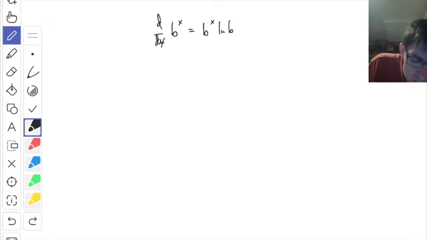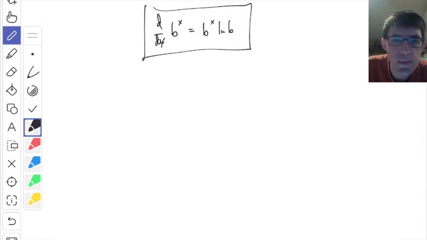So this is what I said at the very end last time. The derivative of an exponential function with some other base. So b to the power x, where b is some positive number. You only do this for positive values of b. The derivative of b to the x is b to the x times ln of b.